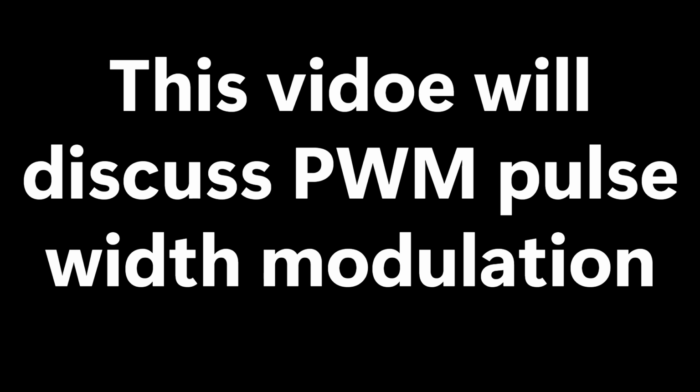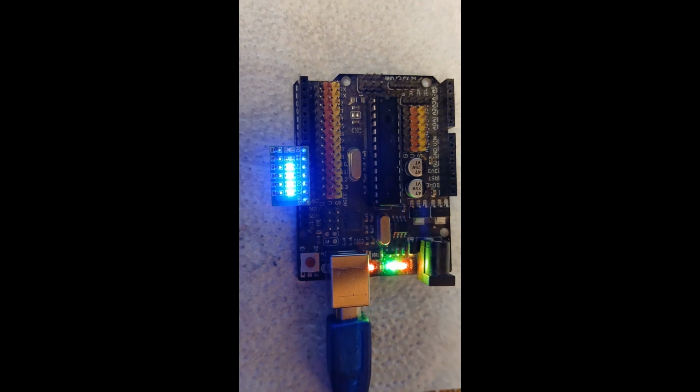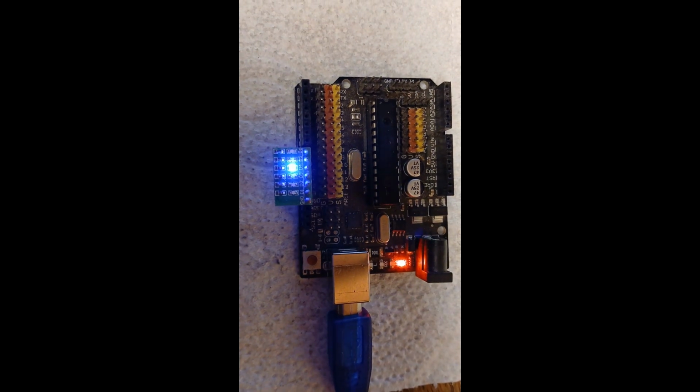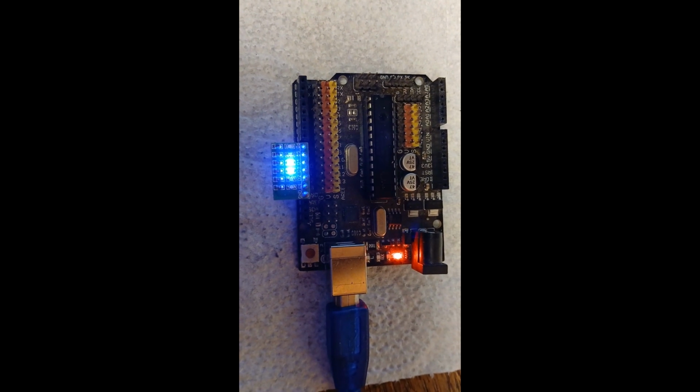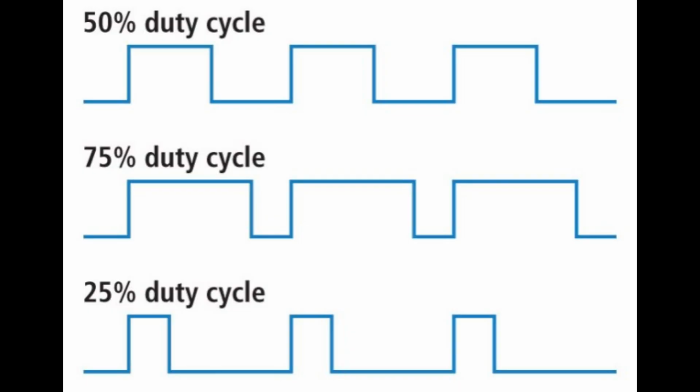This video will demonstrate PWM, pulse width modulation, based on an Arduino Uno. Hi there. In this short project, we're using an Arduino Uno to demonstrate pulse width modulation, or PWM, to control the brightness of the LCD backlight.